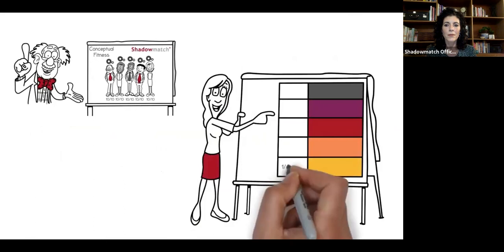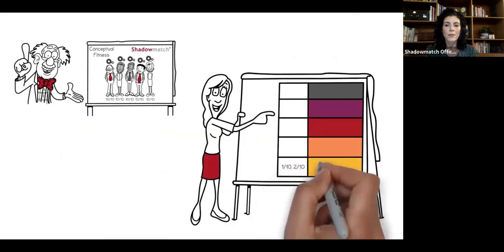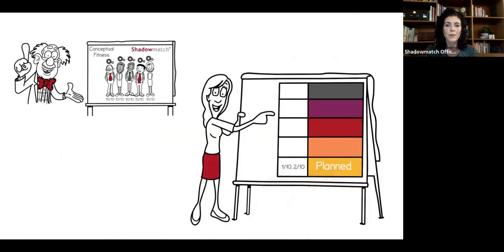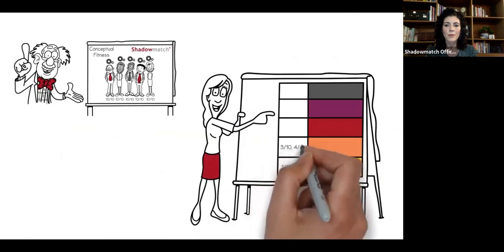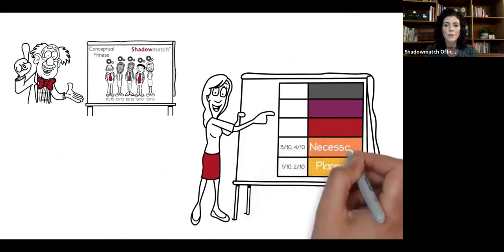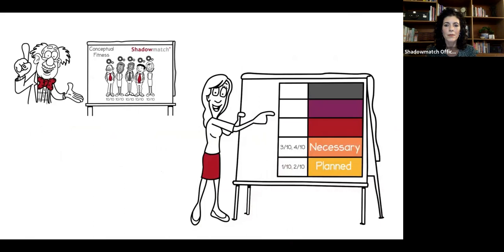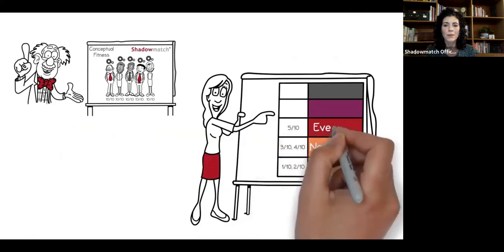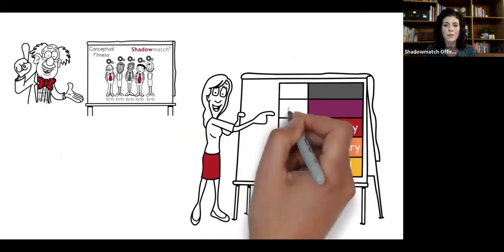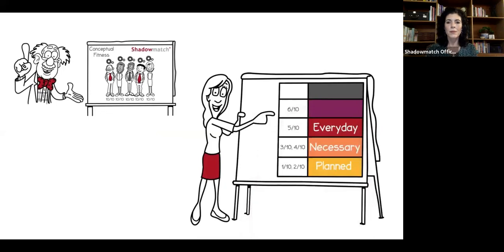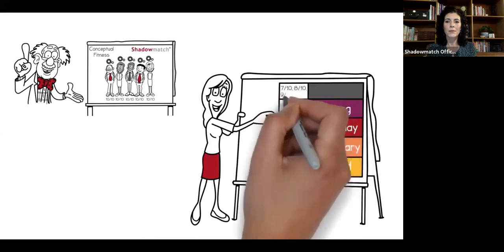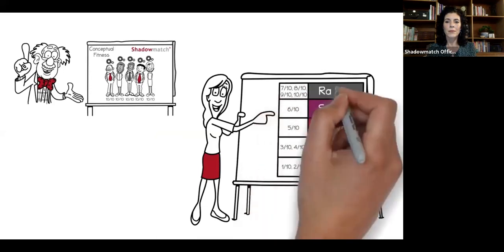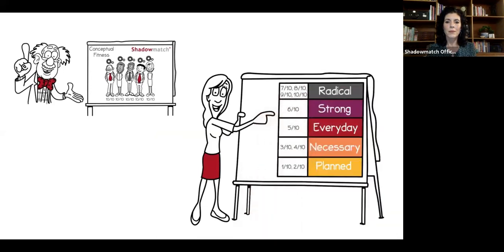Conceptual score of 1 and 2 will indicate a planned fitness level. Conceptual score of 3 and 4 will show a necessary fitness level. Conceptual score of 5 will indicate everyday fitness. Conceptual score of 6 shows a strong fitness level. Conceptual score 7, 8, 9, and 10 indicate a radical conceptual fitness.